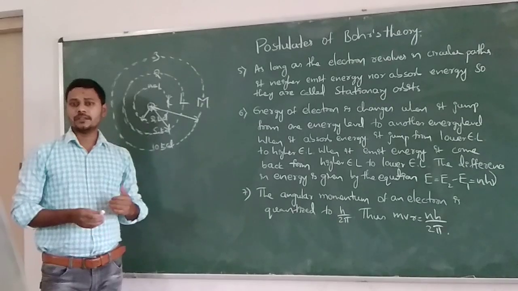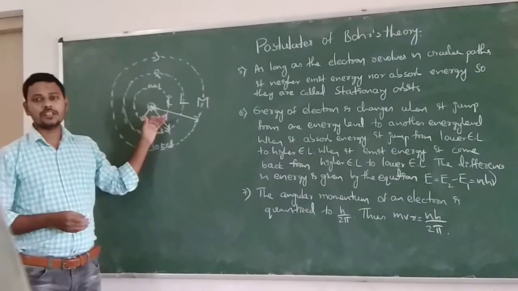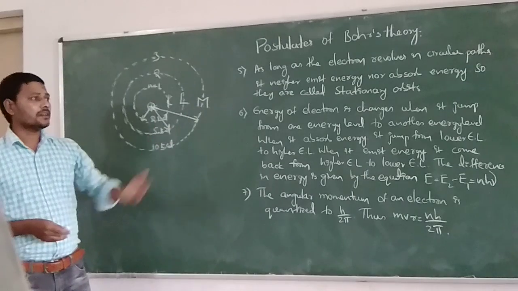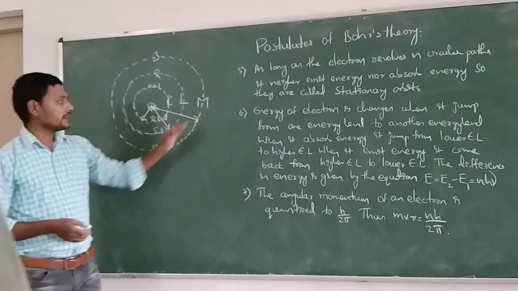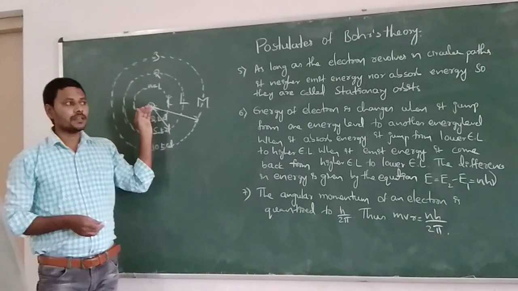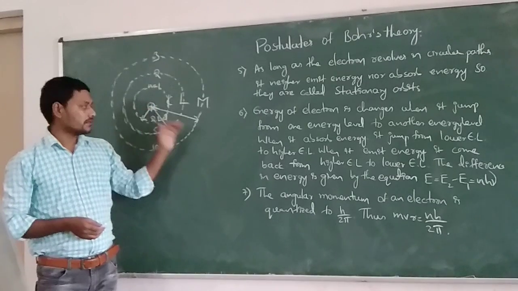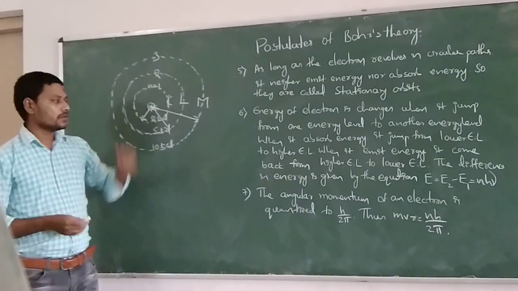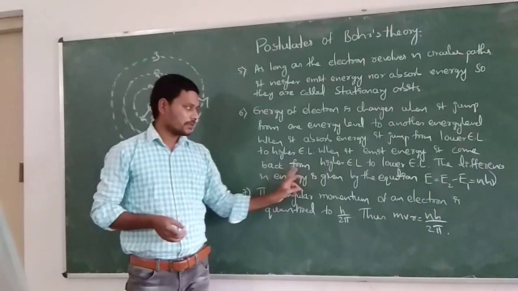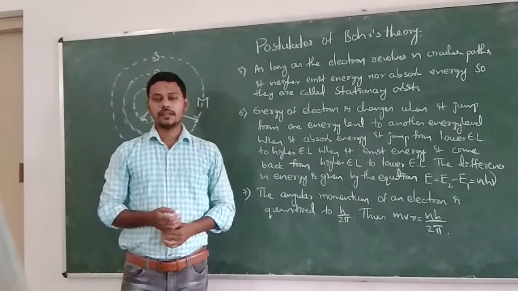When it absorbs energy, it jumps from a lower energy level to a higher energy level, and by emitting the absorbed energy, it comes back to the original energy level. So the energy of the electron decreases when it jumps from a higher energy level to a lower energy level. So when it emits energy, it comes back from a higher energy level to a lower energy level.